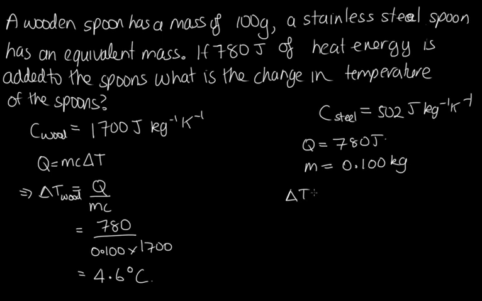The change in temperature of the steel spoon is equal to Q, which is 780 over mc, which is 0.100 times 502. And solving this one on the calculator, we get 15.6 degrees C. So you can see that the steel spoon has a much larger change in temperature than the wooden spoon, which is why it's a good idea to use wooden spoons to serve hot saucepans rather than steel spoons.